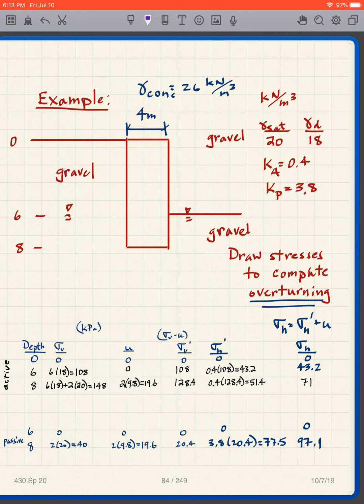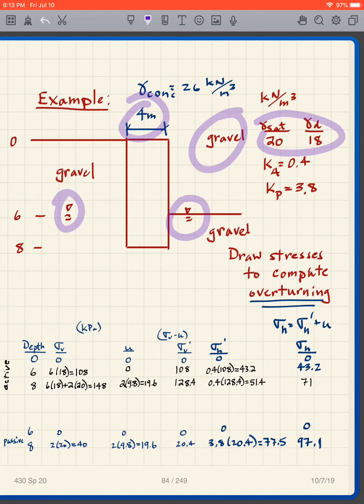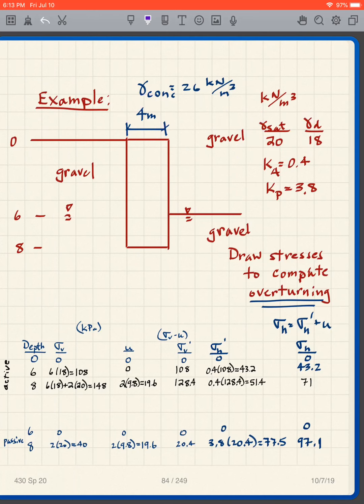But just another example here, I've got another wall. It's 8 meters, 6 meters height. It's 4 meters width. It's gravel on both sides. I've got the water table there and there. Here are my unit weights. There are my earth pressure coefficients. And we're going to start with just draw the stresses to compute overturning.